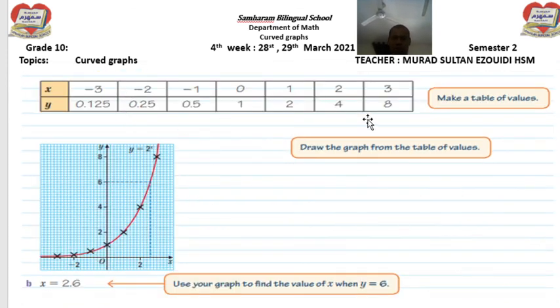Now we just plot the points. Here we constructed the table of values, then we draw the graph from this table of values. We will obtain it like that. This is the graph of y equals 2 to the power x, which passes through the point 0, 1. And when x equals 2.6, y should be approximately 6. When x is approximately 2.5, it will be about 6.